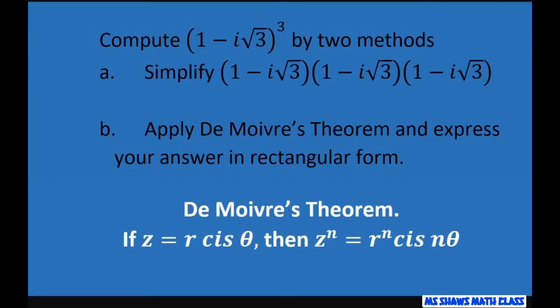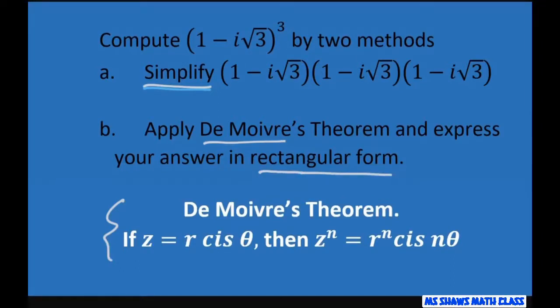Everyone, we're going to compute (1 minus i square root of 3) raised to the third power by simplifying, and then also by applying DeMoivre's theorem and expressing the answer in rectangular form.